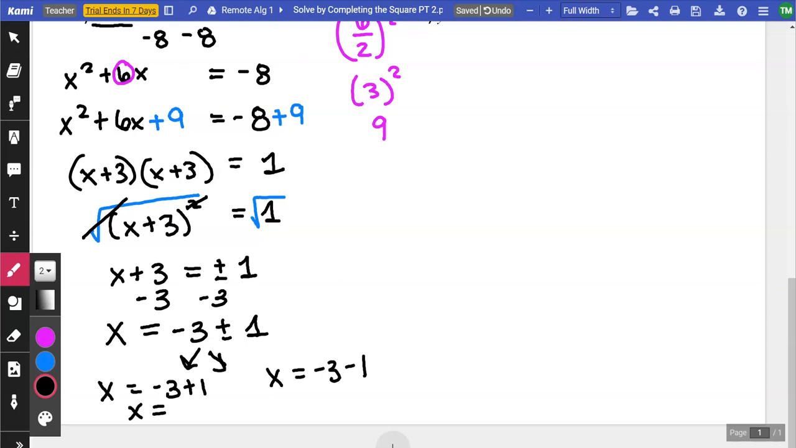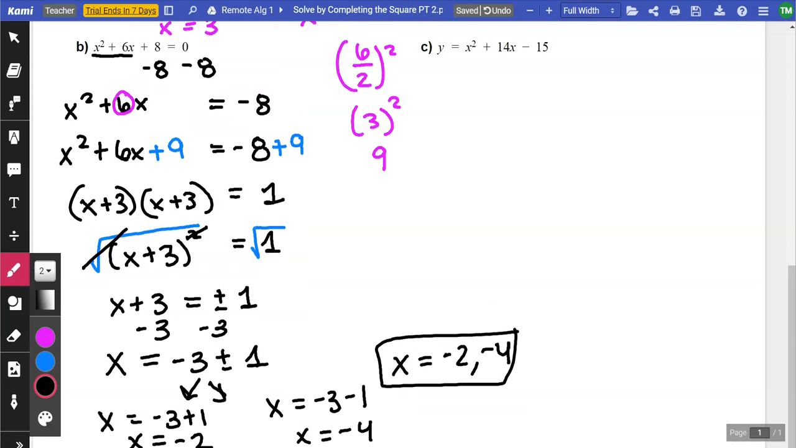So x is equal to negative 3 plus 1 is negative 2. Negative 3 minus 1 is negative 4. So our solutions are x is equal to negative 2 and negative 4.